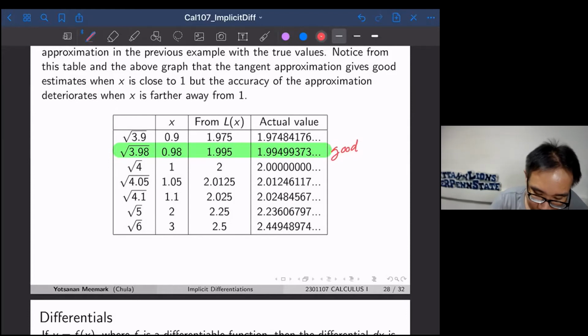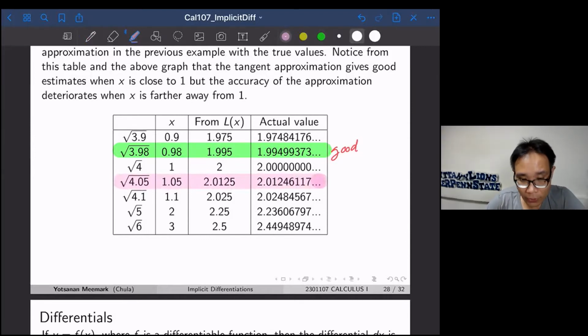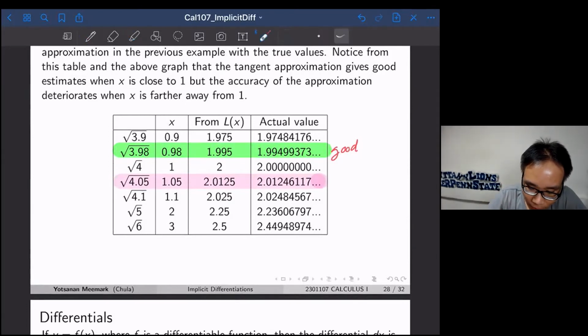Okay, and for square root 4, it's not an estimate. And for another one, I use the pink color. So I have square root 4.05. So you have x equal to 1.05, and you see that the actual value is 2.0124. However, you see the estimate that you get from the linearization turned out to be 2.0125. So this one is also good.